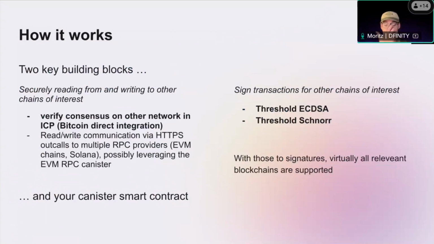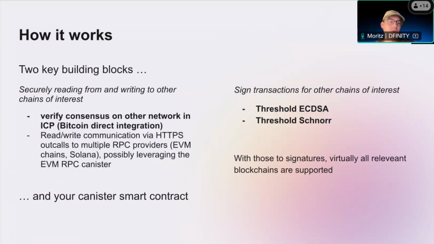All right. So as I said, we focus on the Bitcoin direct integration today. But if you are interested in Chain Fusion in general, so basically interested in the EVM side of things, then you can scan the two QR codes in the top right corner. They will lead you to further reading material.